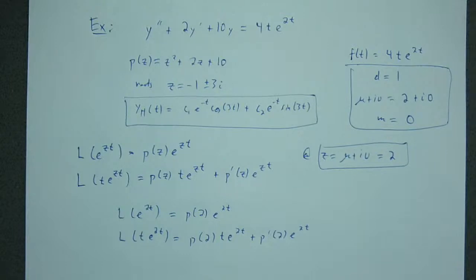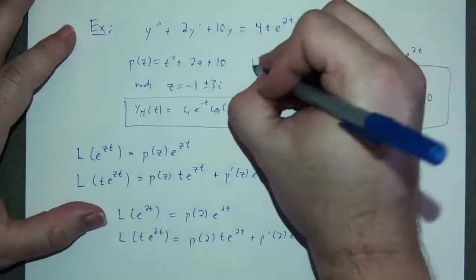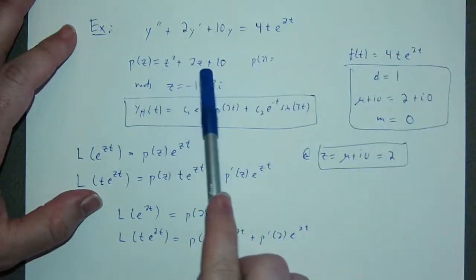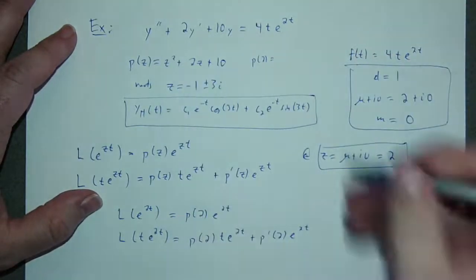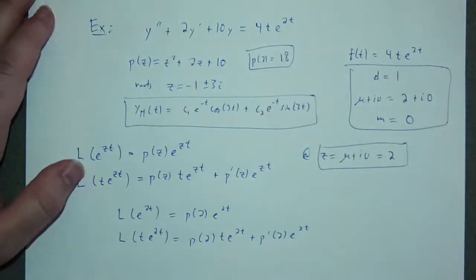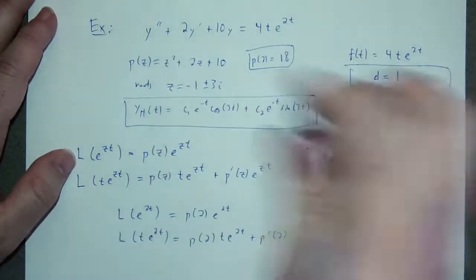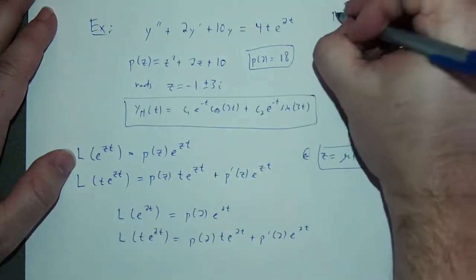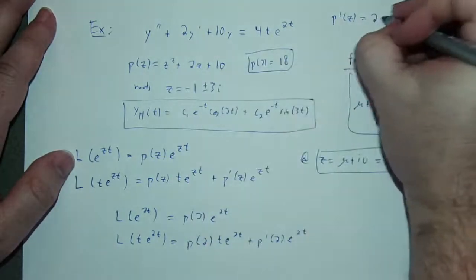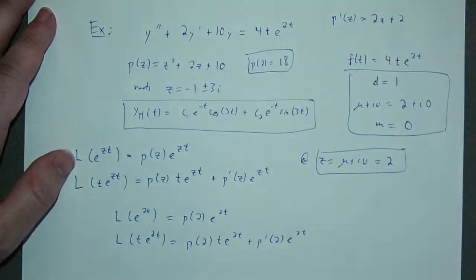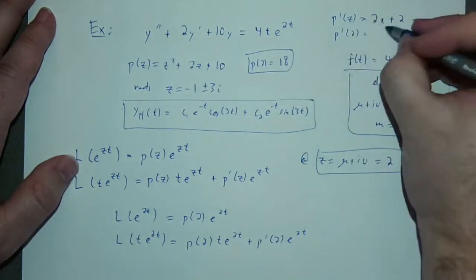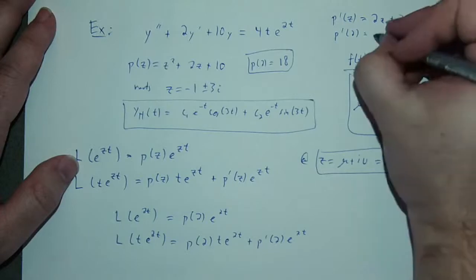Okay, so let's plug in some things. So first of all, p of 2, as we saw, this is 2 squared plus 2 squared plus 10. So 4 plus 4 plus 10, so that's 18. Okay, so p of 2 is 18. What is p prime? P prime of z is 2z plus 2. All right, so p prime of 2 is 2 times 2 plus 2, so that's 6.